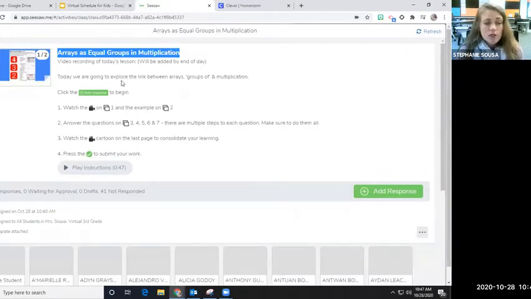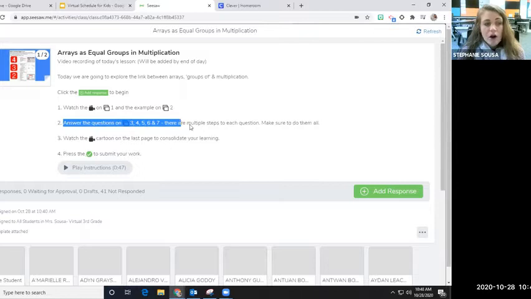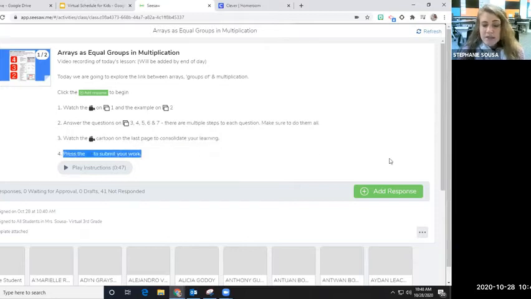As you're doing that, I'm going to read the directions. We already watched the video on arrays and groups of, so we're going to add the response. The videos on 1 and 2 are what we just looked at together. If you'd like to look at them again on your own later, that's fine, but we've done this already. We're getting ready to work on step 2. Answer the questions on slides 3, 4, 5, 6, and 7. There are multiple steps to each question. Make sure you do them all. Watch the video cartoon on the last page to consolidate your learning and press the check to submit your work.